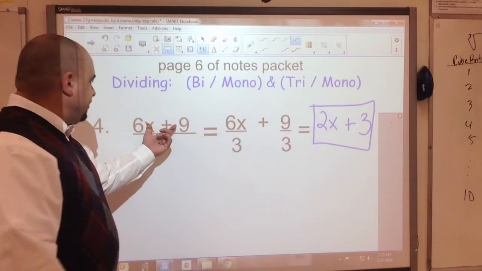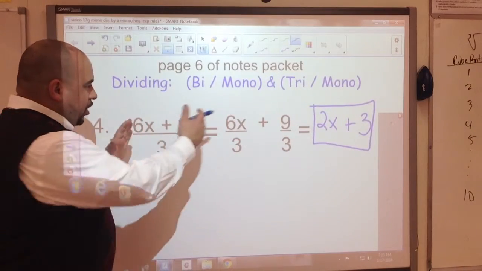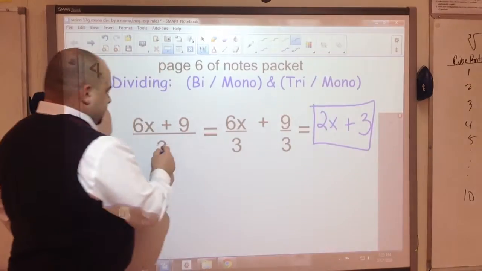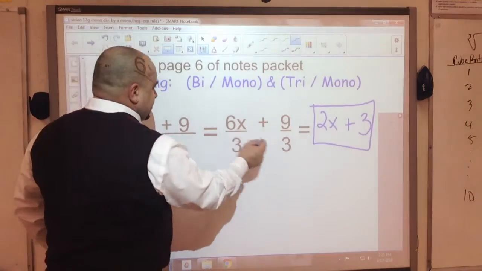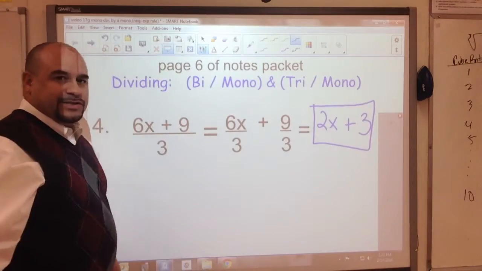So again, I take the binomial, I split it apart, and I take the denominator and divide it into both items. Let's do another one.